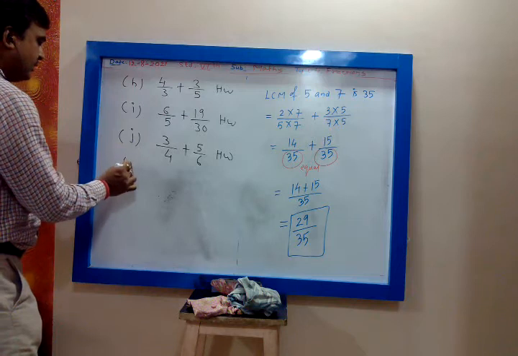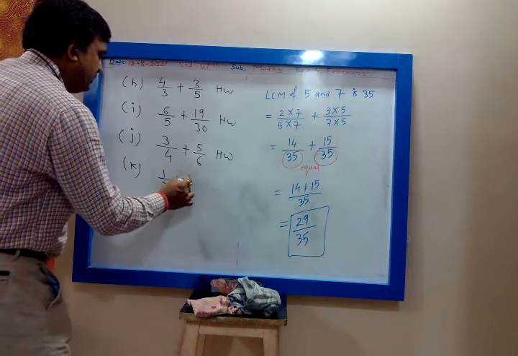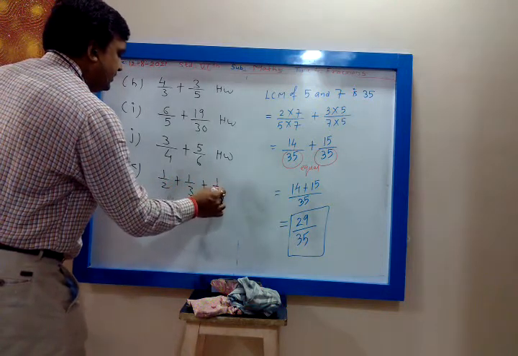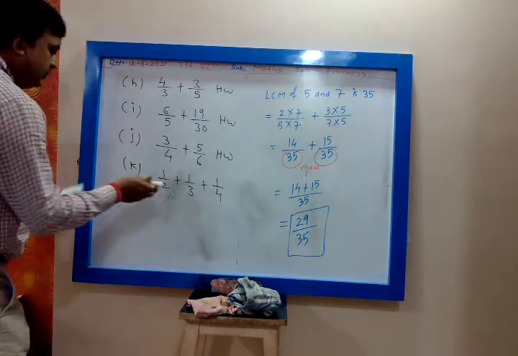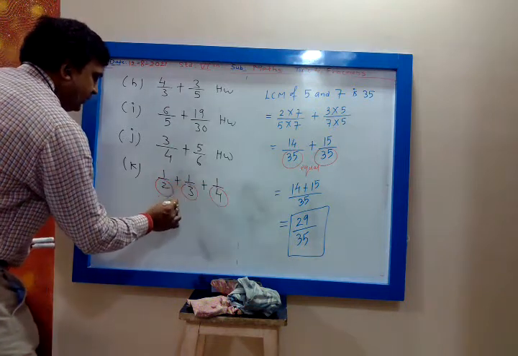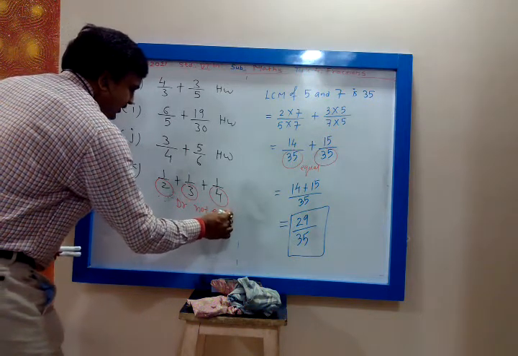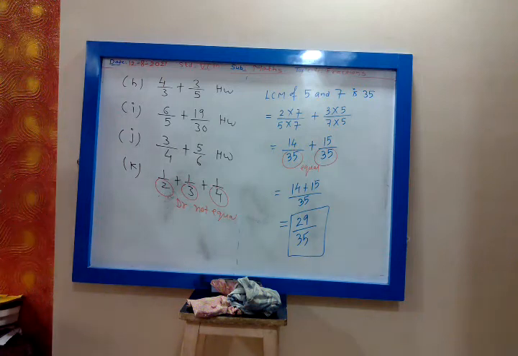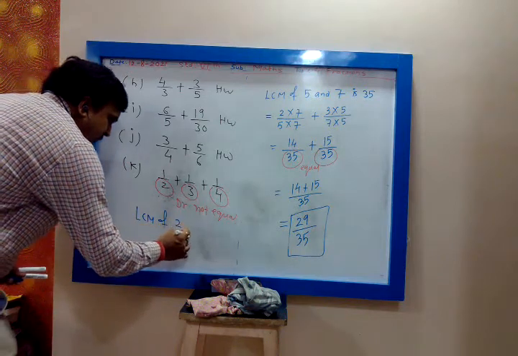Then K: 1 by 2 plus 1 by 3 plus 1 by 4. Let me do this. 3 numbers are there. Denominator is 2, denominator is 3, denominator is 4. They are not equal. We are not interested in the numerator, my dear. We are interested in the denominator. Denominators are not equal, so whenever denominators are not equal, we take LCM of the denominators. So we take LCM of 2, 3, 4.